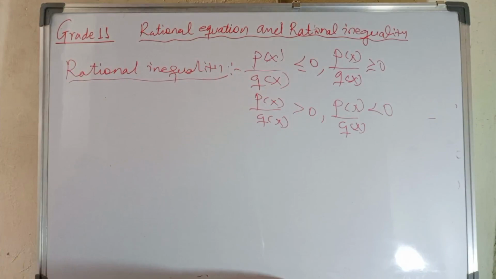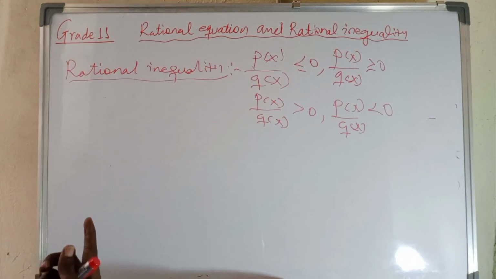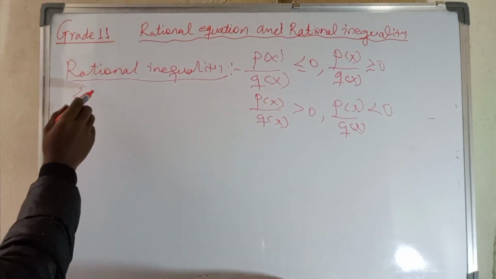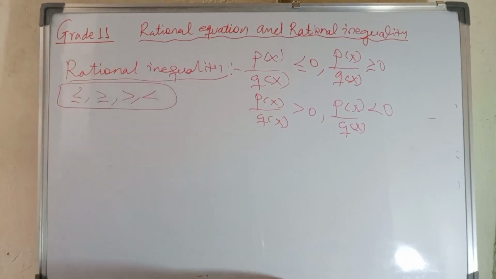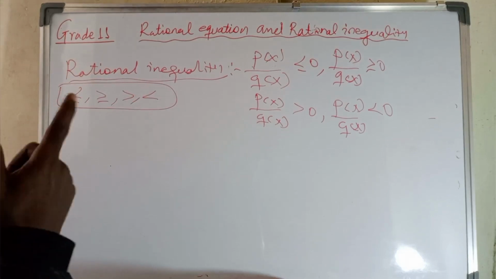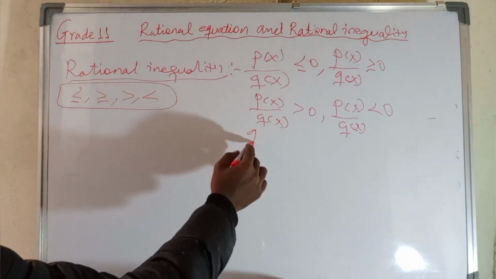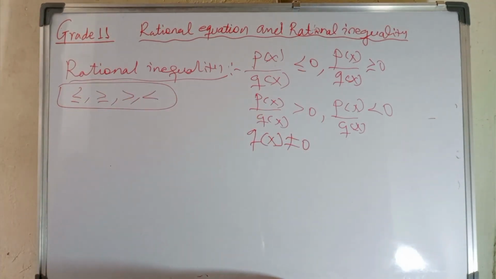ግልጽ ነው። አራት ኦፕሽን አላቸው። ራሽናል ኢኒኳሊቲ ምን ኮንቴን ያደረገ ነው? ራሽናል ኤክስፕሬሽኖችን የያዘ ነው። that are written in the form of p of x over q of x. ኢኒኳሊቲ ስንል አራት ሲምቦሎች አሉት አይደለ? Less than or equal to, greater than or equal to, greater than and less than. It's four options. That's a rational inequality that is written in the form of p of x over q of x with these four comparisons. Okay, and q of x is different from what? 0.